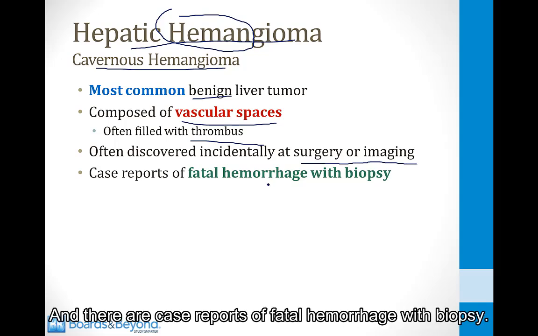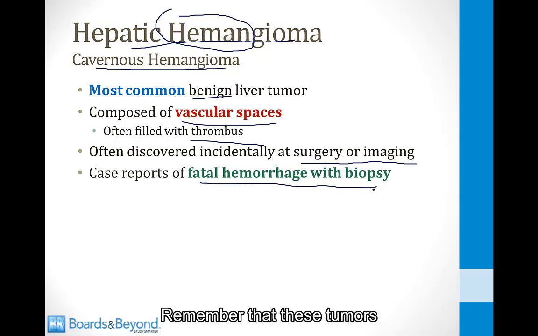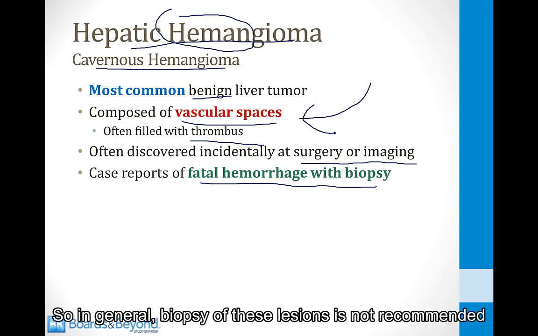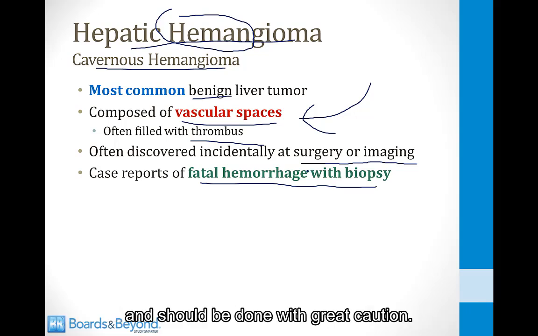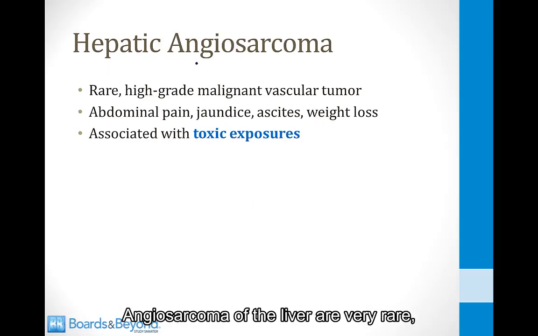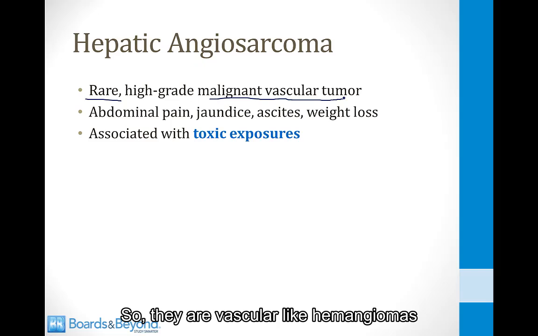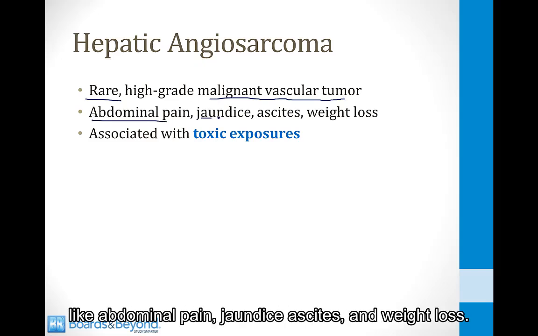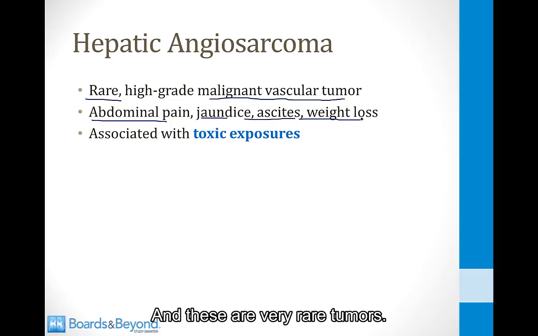And there are case reports of fatal hemorrhage with biopsy. Remember that these tumors are made up of vascular spaces. So in general, biopsy of these lesions is not recommended and should be done with great caution. Angiosarcomas of the liver are very rare, but they are malignant vascular tumors. So they are vascular like hemangiomas, but these tumors are malignant. They present with symptoms like abdominal pain, jaundice, ascites, and weight loss. And these are very rare tumors.